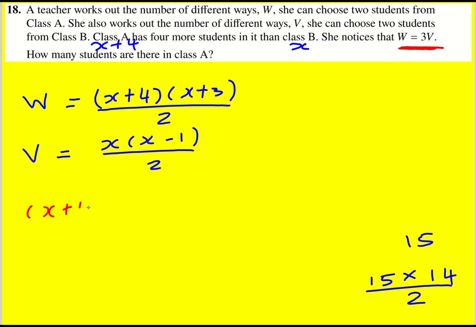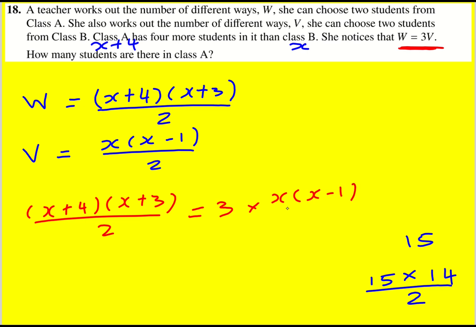So X plus 4. And by the way, you can call it X and X plus 4. You could call this one X and this one X minus 4. It's up to you. I think they do that in the answers. I went with addition rather than subtraction. So X plus 4, X plus 3 over 2 is equal to 3 times X, X minus 1 over 2. Cancel out the 2's. Let's expand the brackets.